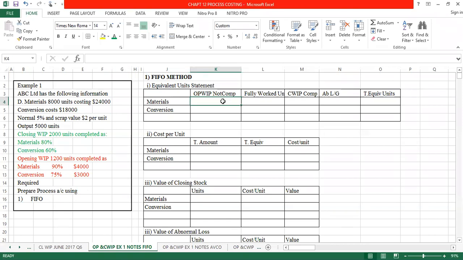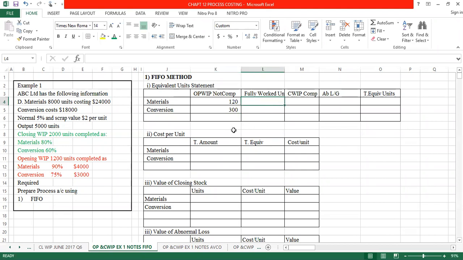So what you do, you take 1,200 times 10%. 10% is what is not complete, so 120. For conversion, 75% is complete. Again, type for me, what is not complete? 25. Thank you. 25% is not complete. So here it will be 1,200 times 25%. So how much is that? 300.